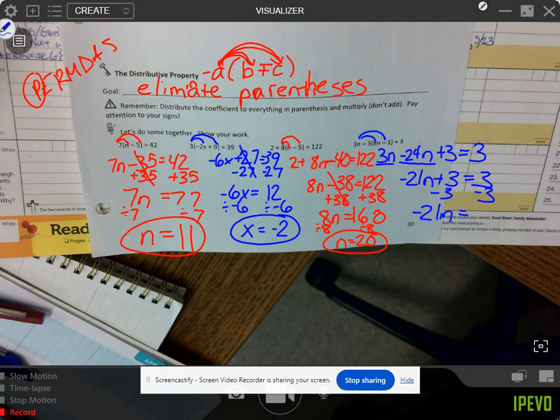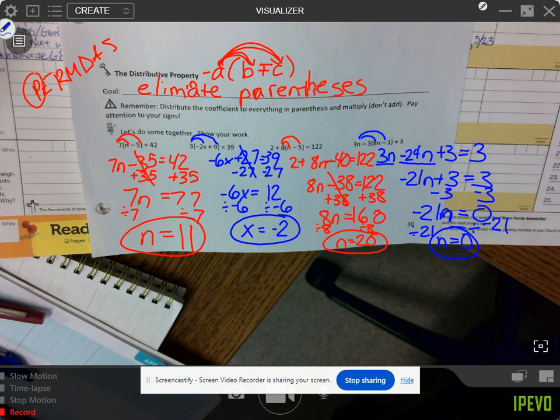And then you get -21n equals what? 0. And then you do plus 21. What math am I doing? Negative 21n. What operation is it? Divide by negative 21. So I get n equals what, Grayson? 0.